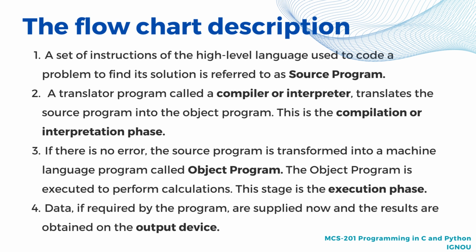The third one, if there is no error, the source program is transformed into a machine language program called object program. The object program is executed to perform calculations. This stage is the execution phase. The fourth one, data, if required by the program, are supplied now and the results are obtained on the output device.